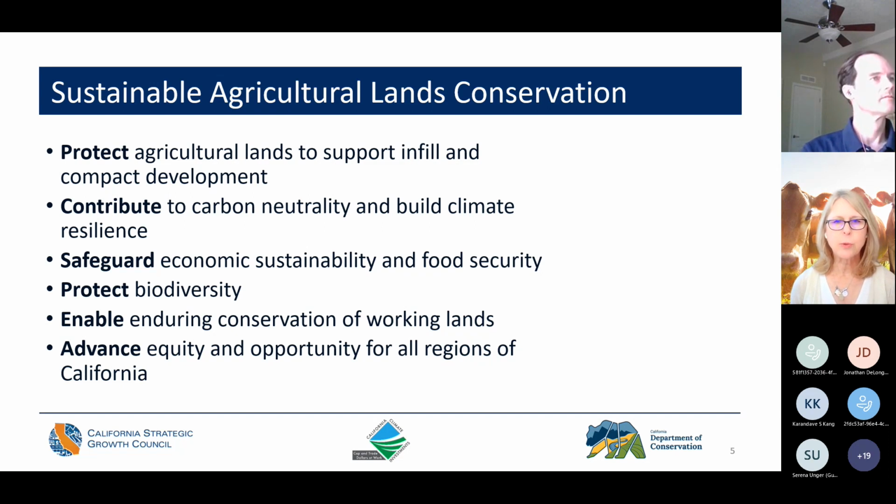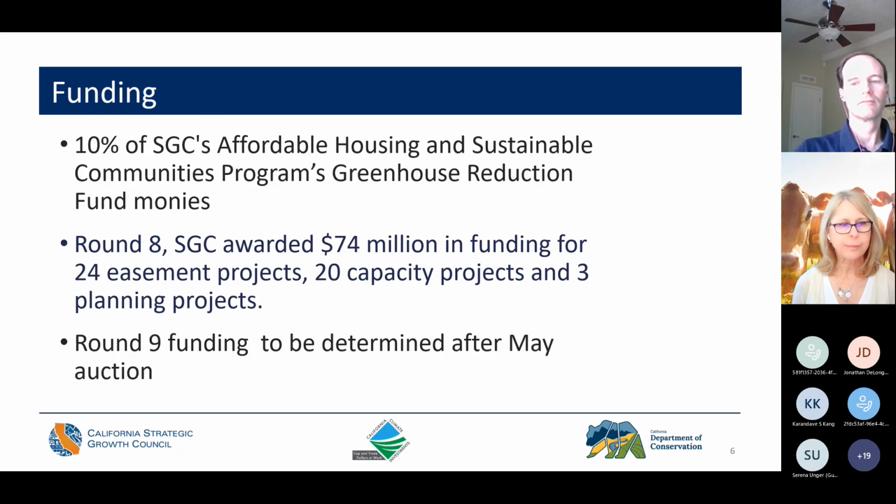So the principal goals of SALC are to protect agricultural lands that support infill and compact development, contribute to carbon neutrality, and build climate resilience, including through supporting sustainable land management practices, support coordinated land use planning, and then support Executive Order N-82-20 by safeguarding the state's economic sustainability and food security, protecting biodiversity, enabling enduring conservation measures on working lands in partnership with land managers and natural resource user groups. And then finally, also very importantly, is advancing equity and opportunity for all regions of California.